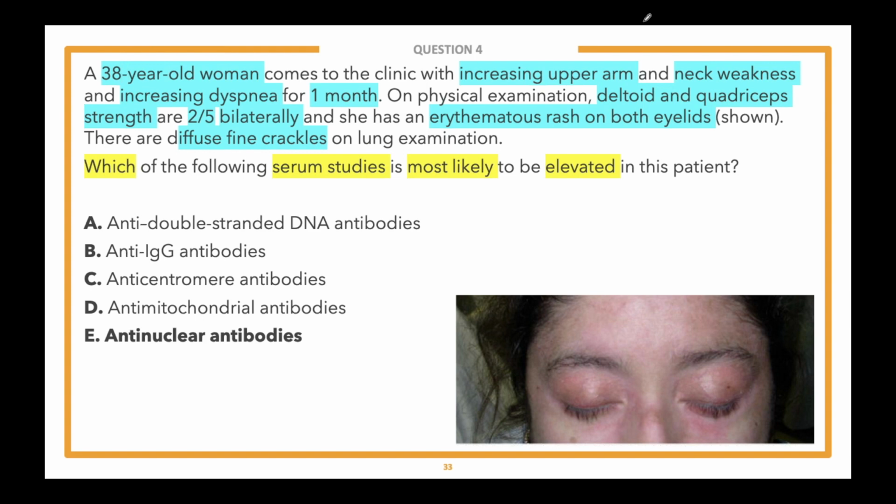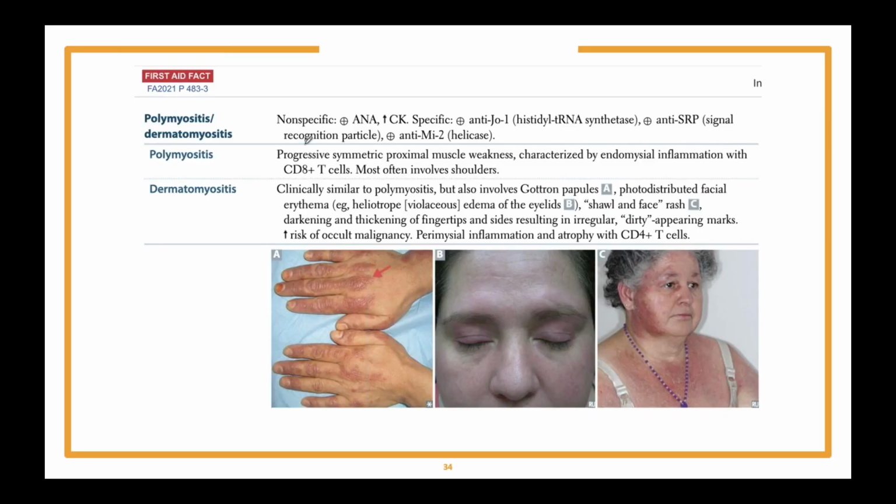On the next slide, Sean has pulled up the table from First Aid talking about some of these myopathies. Specifically, you can see dermatomyositis there. It talks about that heliotrope rash, which is a violaceous to erythematous rash of the eyelids. There are some other cutaneous findings of dermatomyositis, but they didn't necessarily give that to us in this question. But they did give us one characteristic one, so it's important that you're able to recognize all of them.